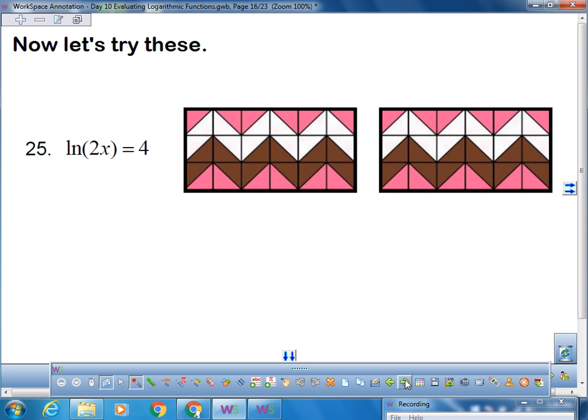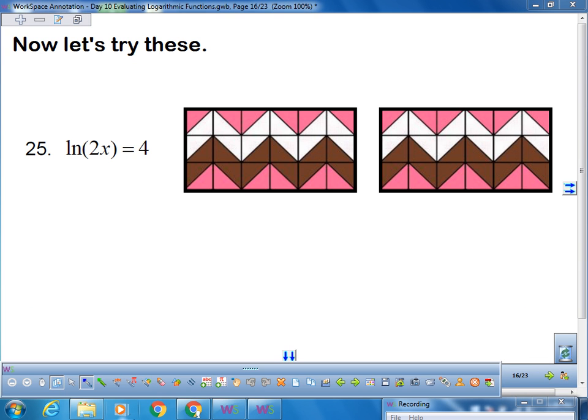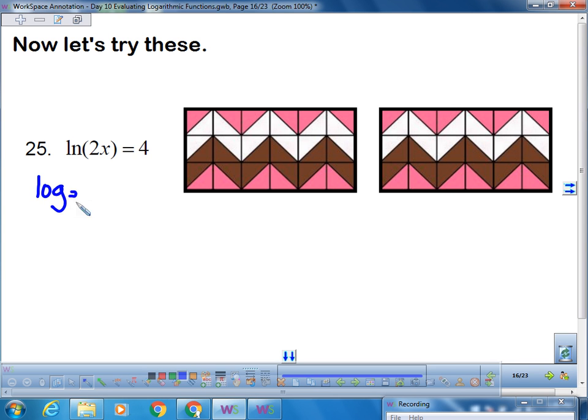Okay. So let's go to this one. This is the last 3 on your homework. Alright, so I see ln, so what am I going to change that to? Let's change it to log base e. So this is actually log base e of 2x is equal to 4. Logarithms are exponents. So e is my base. What's my exponent? 4 equals 2x.